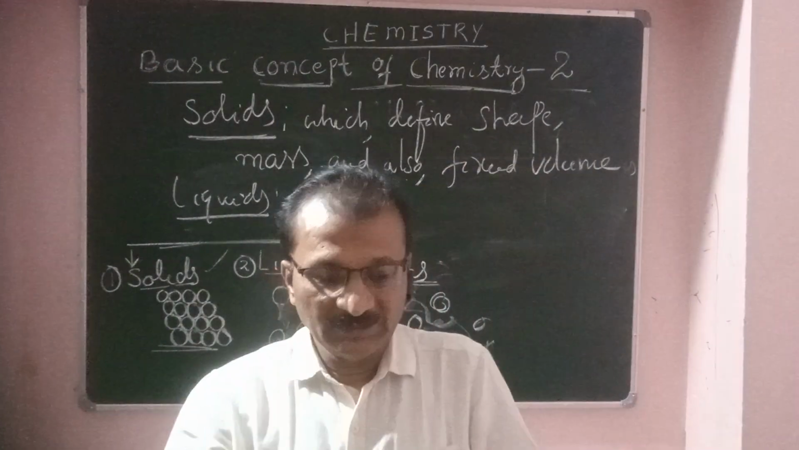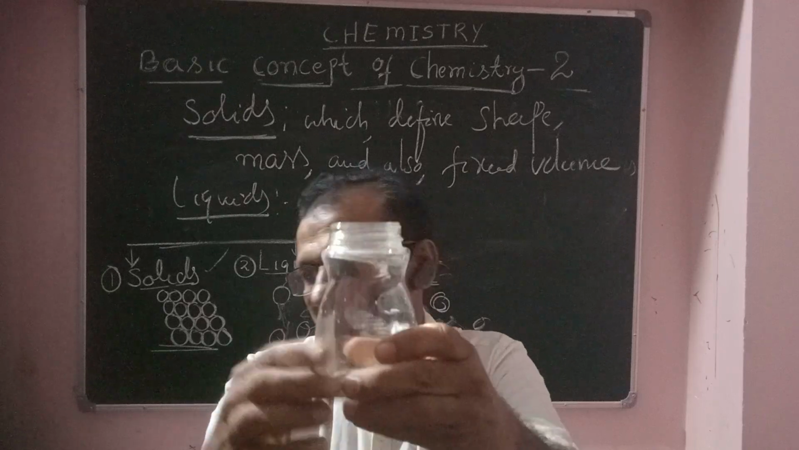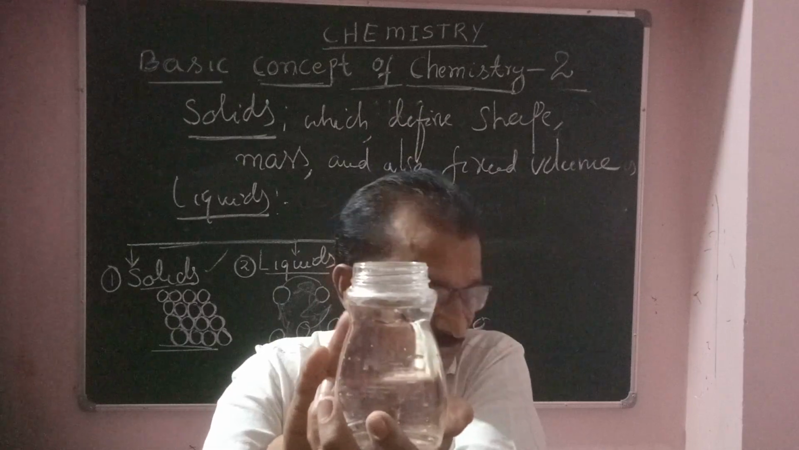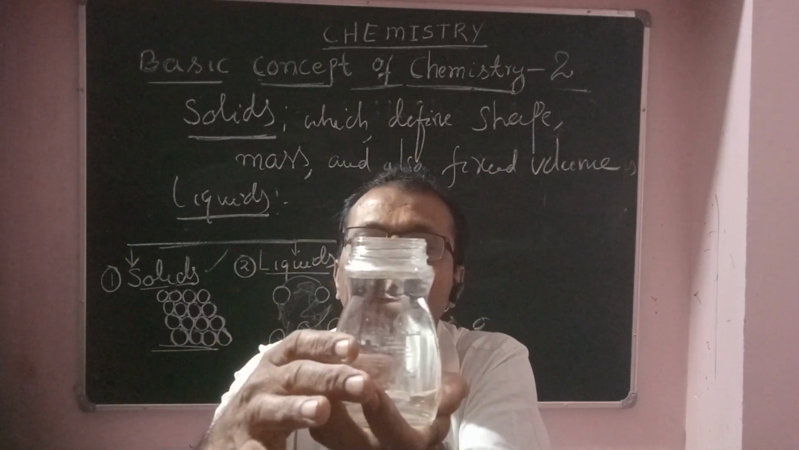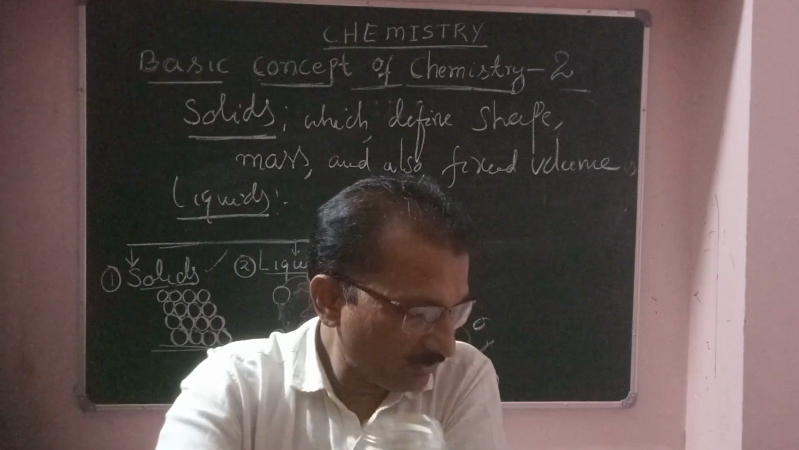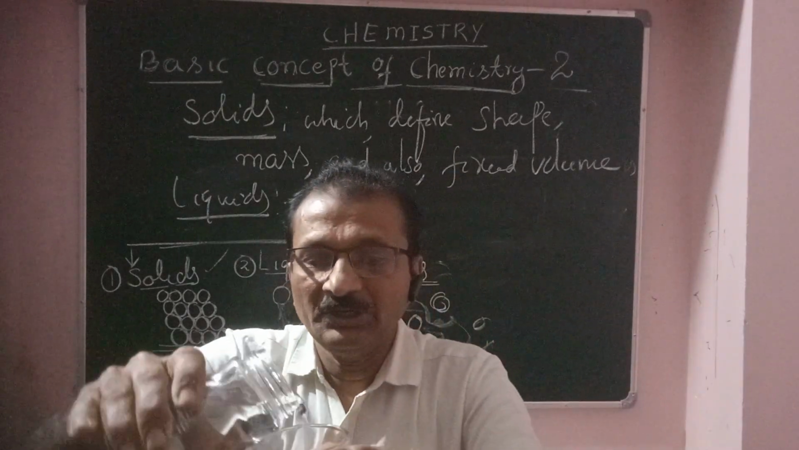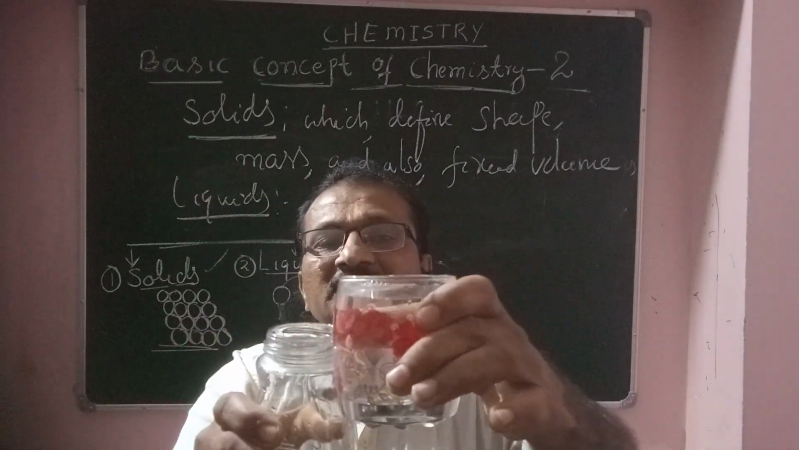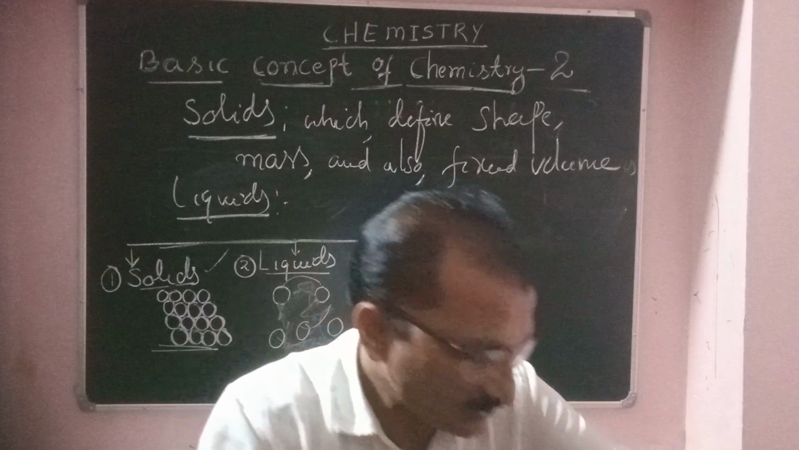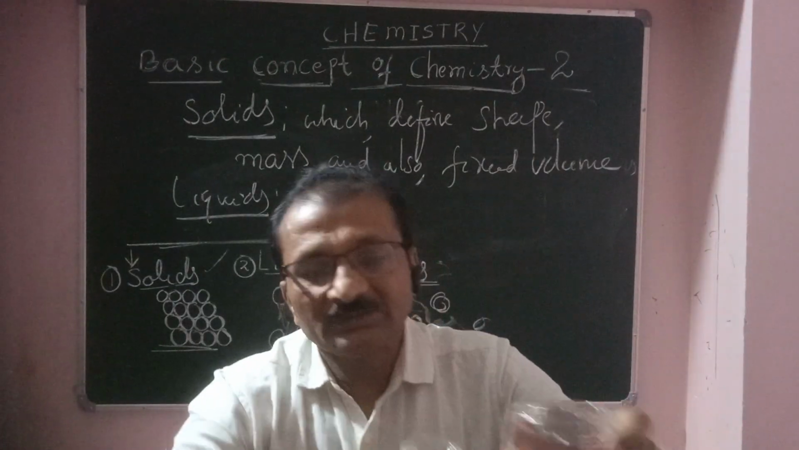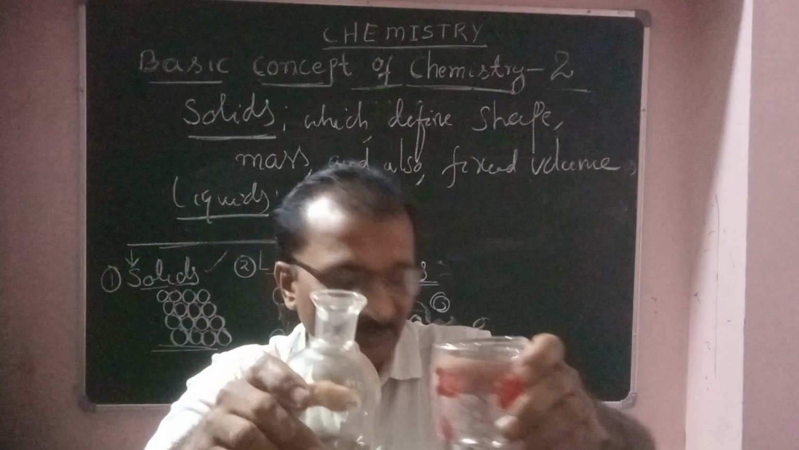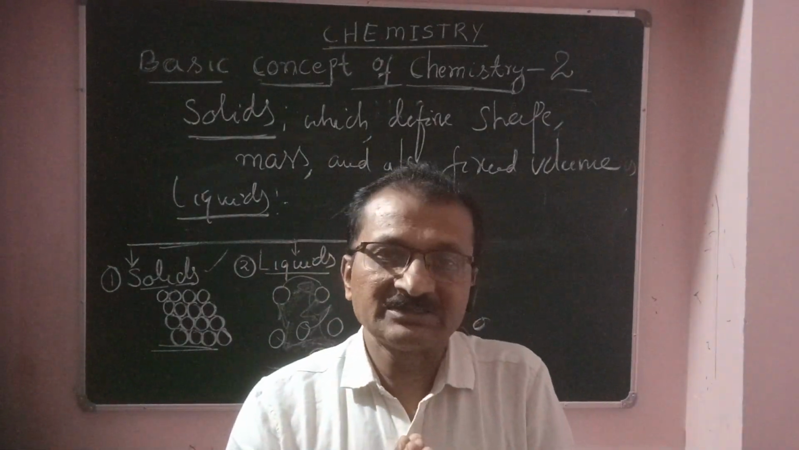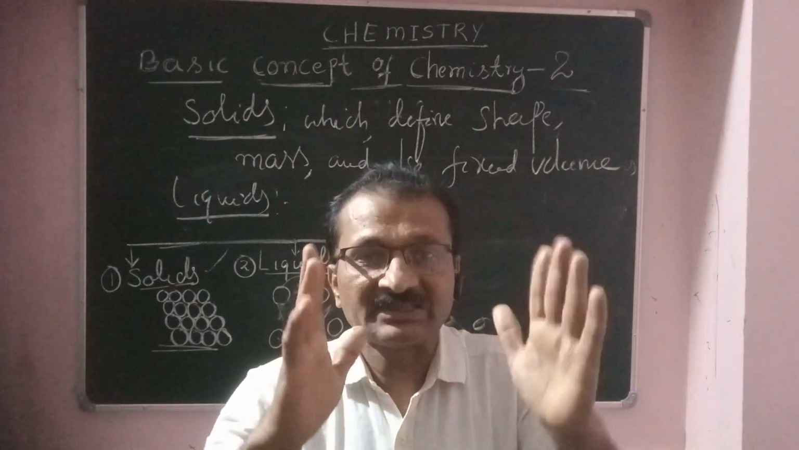Do they have mass? Suppose I take this much water and find its weight with the weighing balance. It is equal to something, say 120 gram. Now I transfer this water into this glass jar. Then what is the weight? It is also 120 gram. Suppose I transfer this water into this glass. What is the weight? Same, 120 gram. That means in whatever container the liquid is, its mass is fixed.